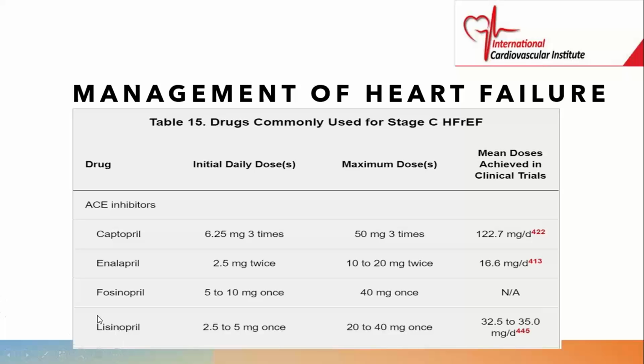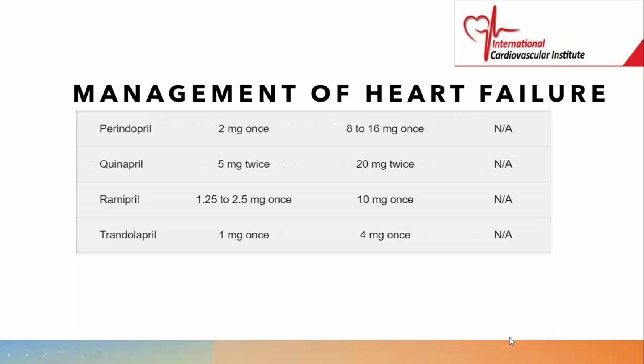And then for lisinopril, you start low, 2.5 to 5 milligram once daily. So again, it's a once a day formulation. Maximum dose is 20 to 40. The dose that they studied in the trials was 32.5 to 35 milligrams daily.